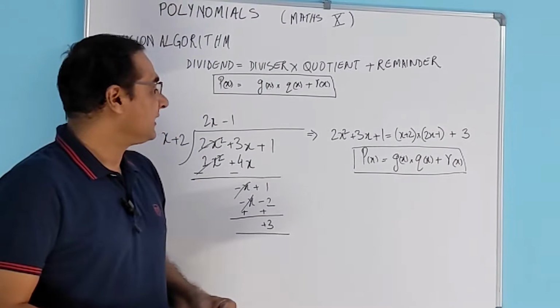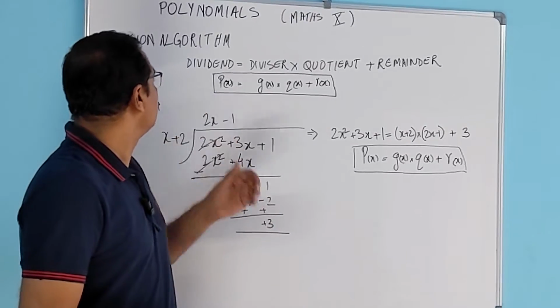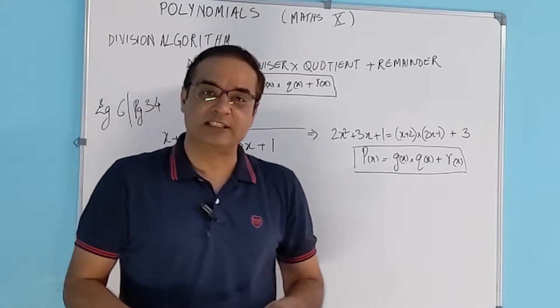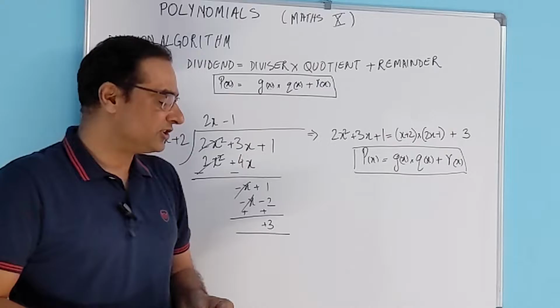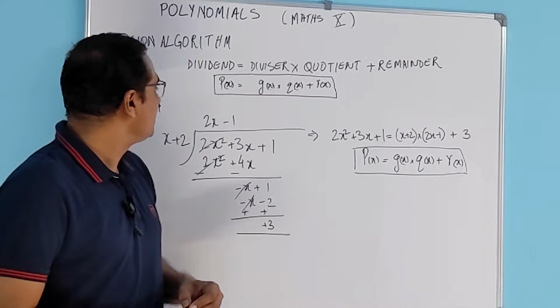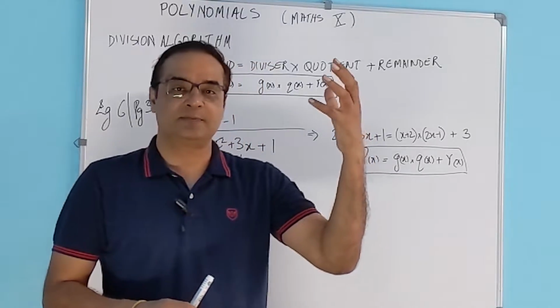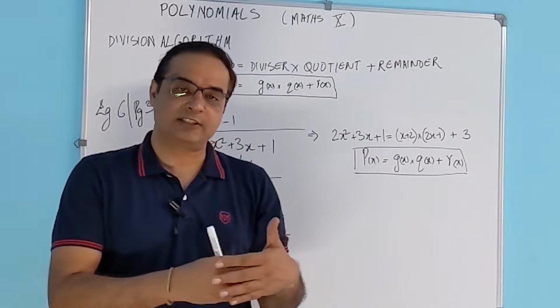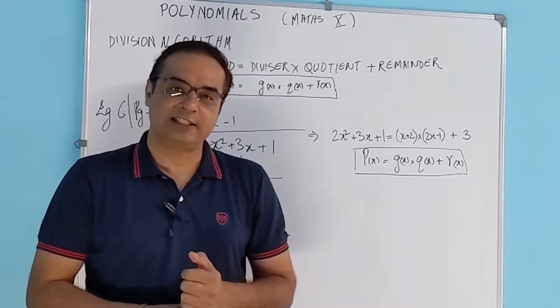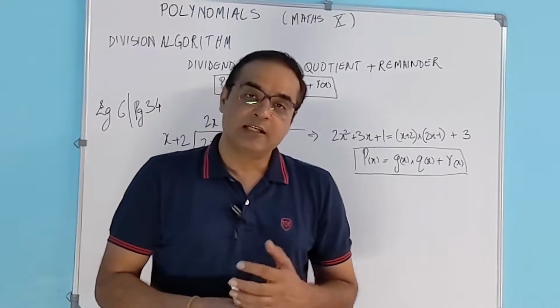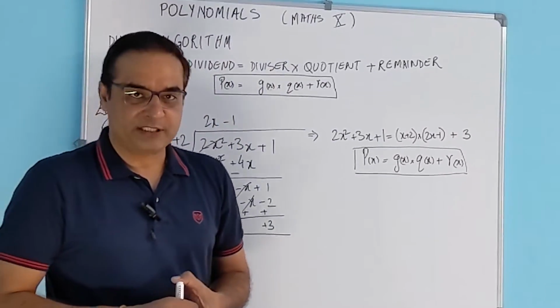We move on and we are going to learn today division algorithm in the chapter polynomials for class 10th. What is the division algorithm? It's basically when a number is divided by another number, we get a quotient, and whatever terms are left which cannot be divided further is known as remainder. Similar thing happens with the polynomials as well.